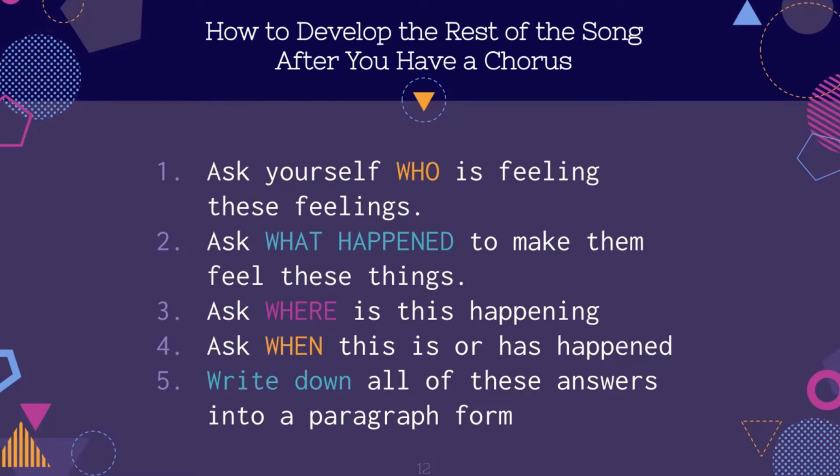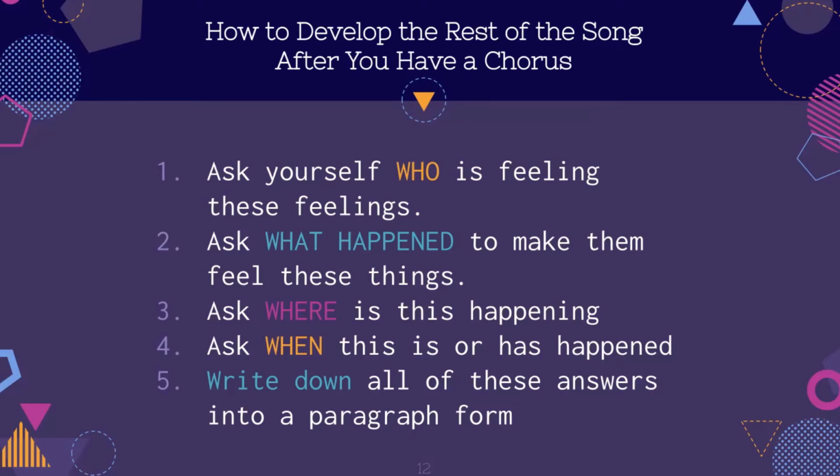Ask, where is this happening? When is it happening? And write down all of these answers into a paragraph form, because these can give you starting points to start to think about what you can put in your verses and what you can put some imagery around. Like if you picked a person, you could describe the person.